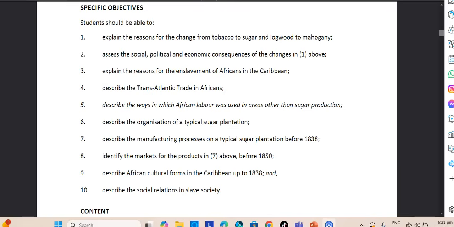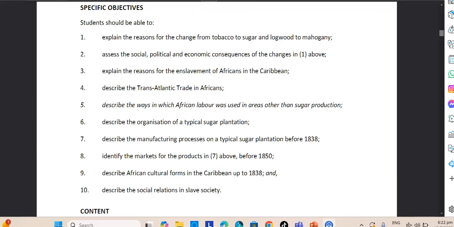Now, what were some of the political consequences of the change? Increased colonial control. So, as profits grew, European powers tightened their control over Caribbean territories to protect their economic interests, because in the Caribbean, this was where the money was. This was where the tobacco, the sugar, the logwood and the mahogany were being grown.